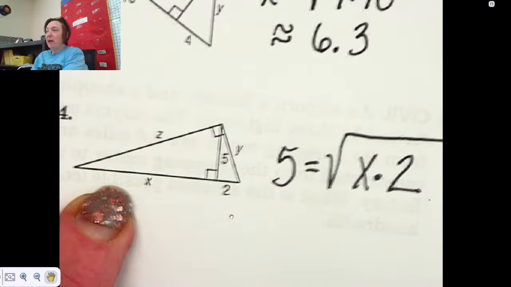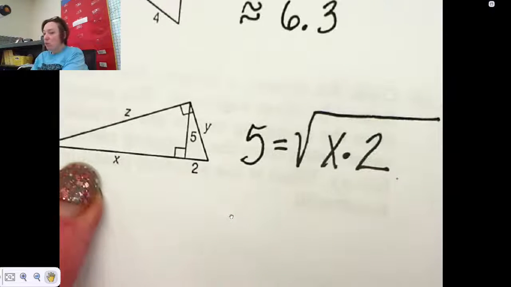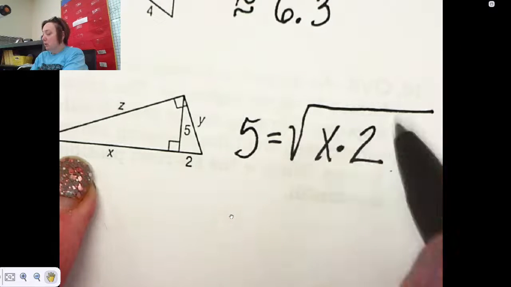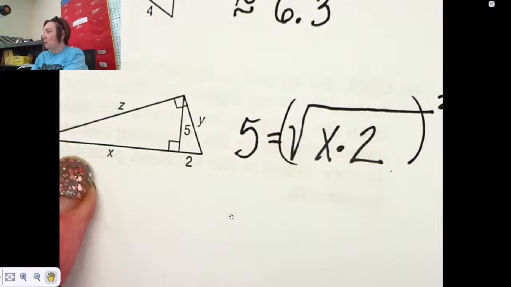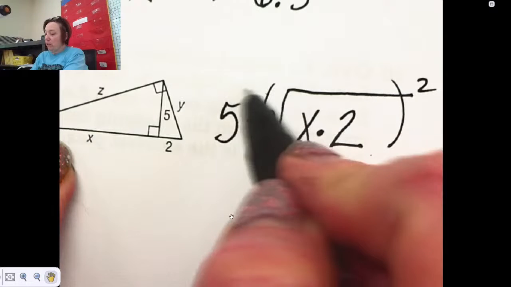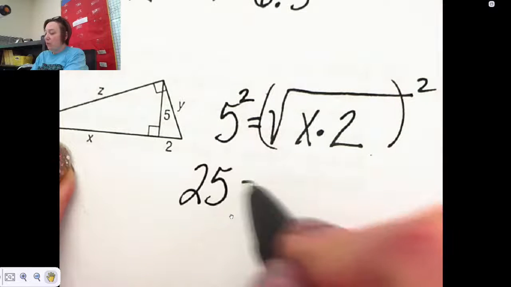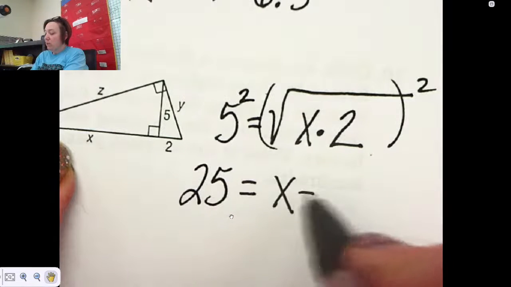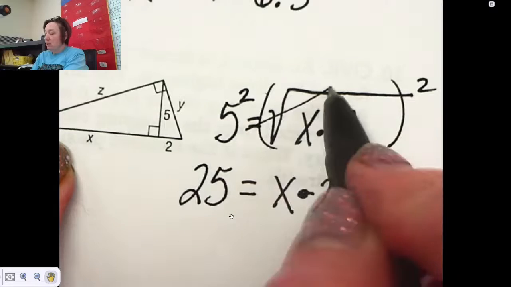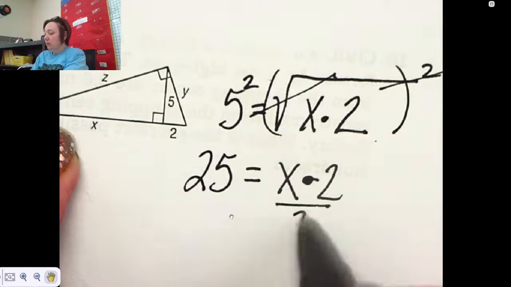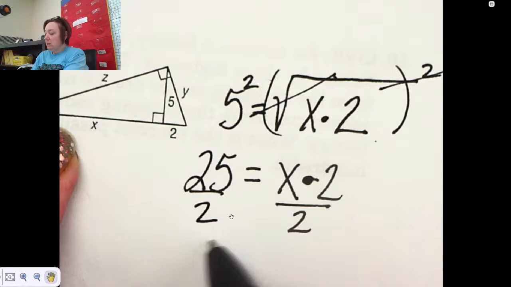Now we're just going to work backwards. So how do you unsquare root something? We got to get rid of that first. So we're going to square it. But if I do it to one side, I got to do it to the other. So that means over here I've got to square 5. So that gives me 25 equals x times 2. Because that squared and that square root cancel each other. Then what do I do? Divide by 2. So what is x?